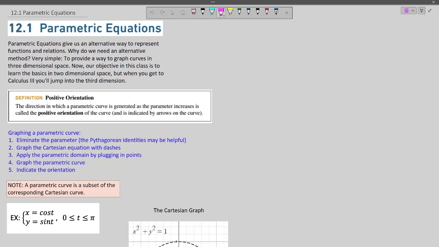There's going to be a different way that we're going to do it eventually. But first we're going to talk about parametric equations.